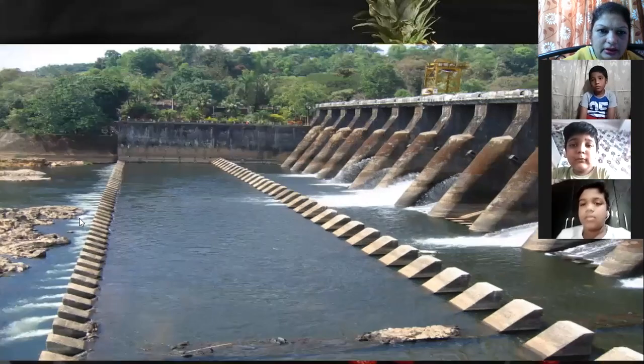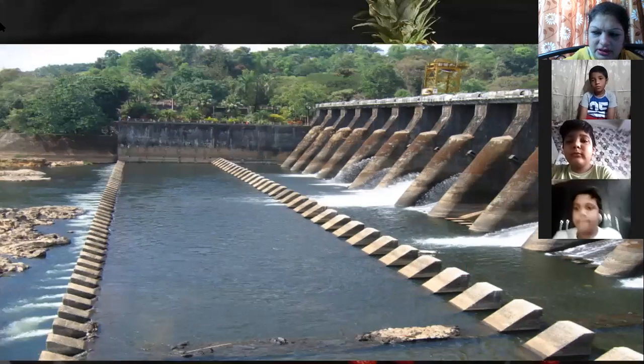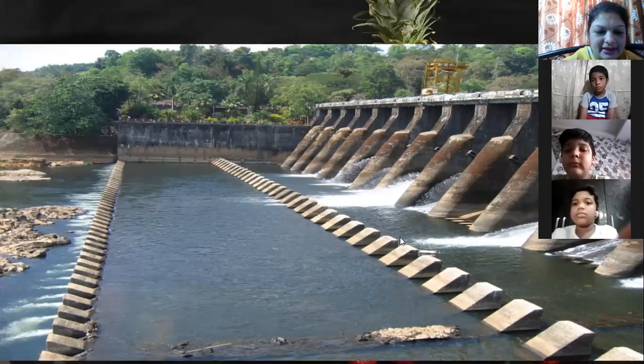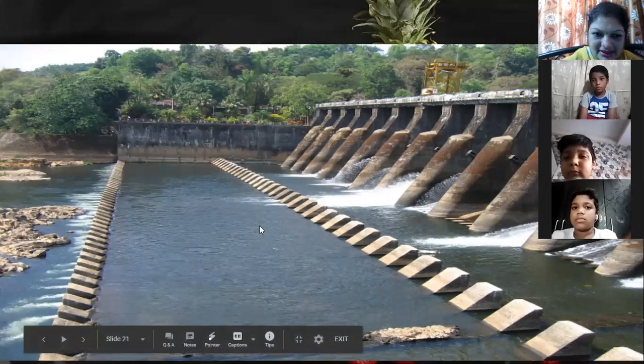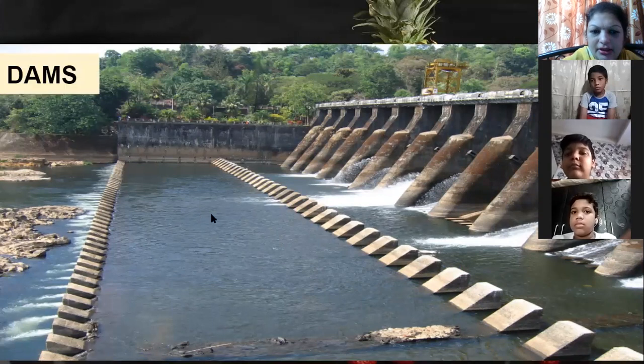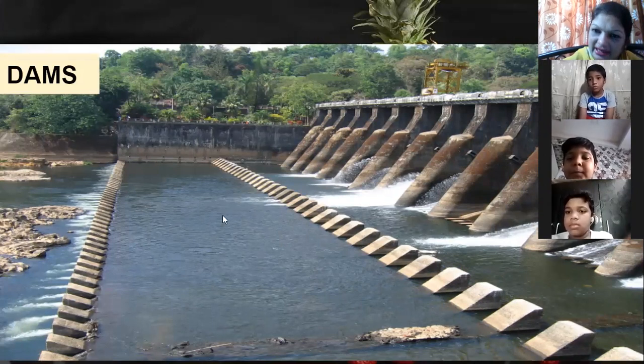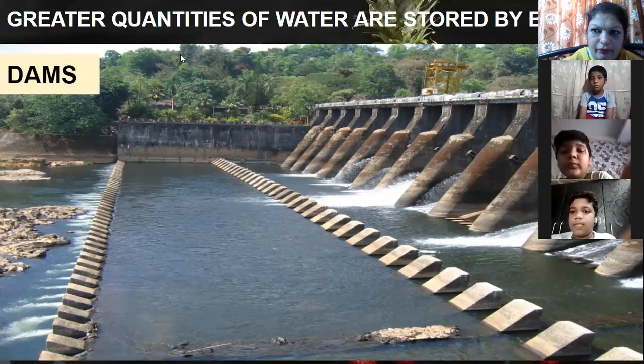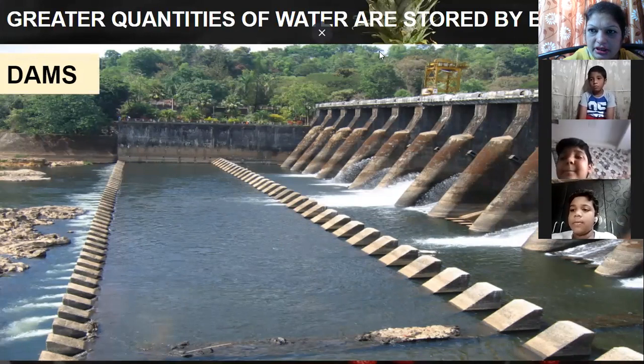Now look here, if you have seen this picture or if you are watching the news, you can easily identify what this is. This is a dam. So water is also collected in the dams, and later on this collected water is used for irrigation and even for drinking purposes. So greater quantities of water are stored by building the dams.